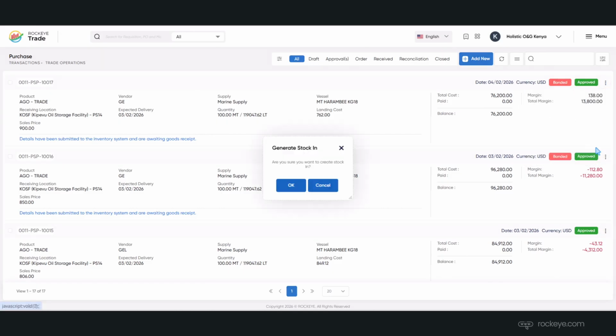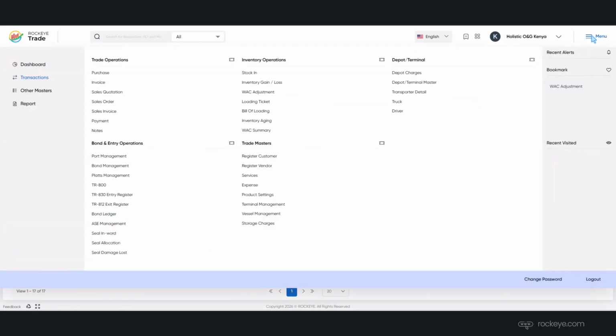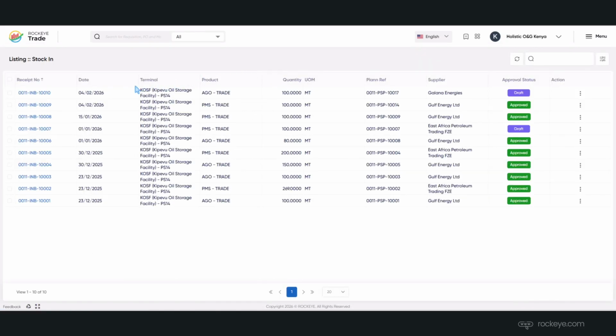Generating stock-in triggers the transition from a financial commitment to a physical inventory movement record. Successful system validation confirms that the stock-in is ready for detailed terminal processing. The stock-in registry serves as the primary ledger for all incoming bulk product inventory movements.